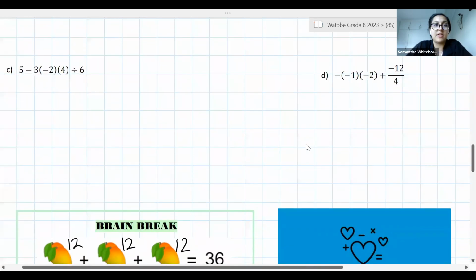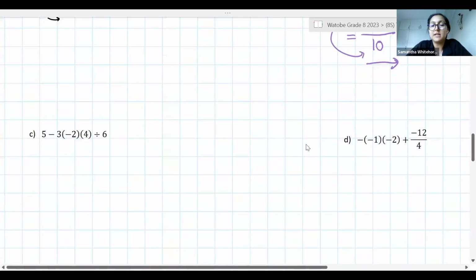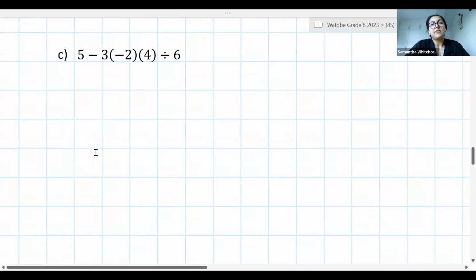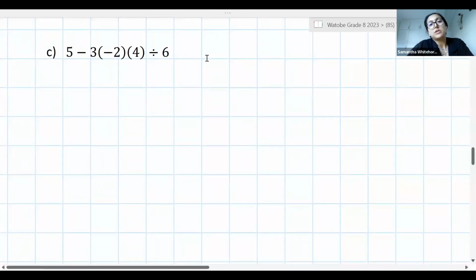But now we are going to carry on with our BODMAS. So let's have a look at C. I'm going to do C with you because we struggled a little bit with B. Let's hopefully try and focus and make sure that we're understanding what's going on.